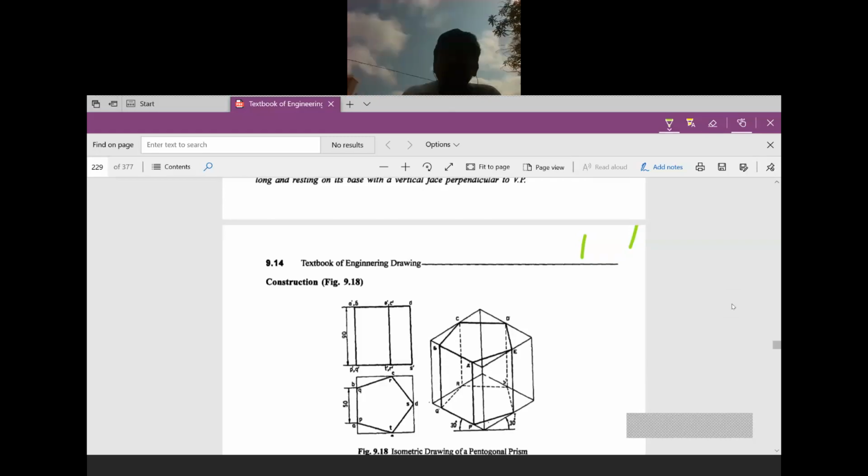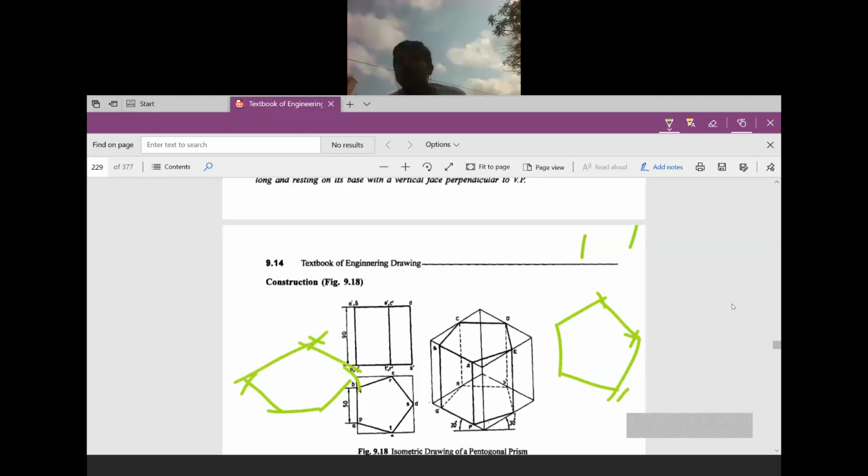One way is to take the side as 50, 108, 108, cut 50, 50, 50, 50. In this way, you can draw one pentagon. Another way is you can take 50, 108, 108, cut 50, 50 here, 50, 50 here. When one side is horizontal, this side is vertical. There are different conditions, and you can draw this pentagon in different ways based upon them.